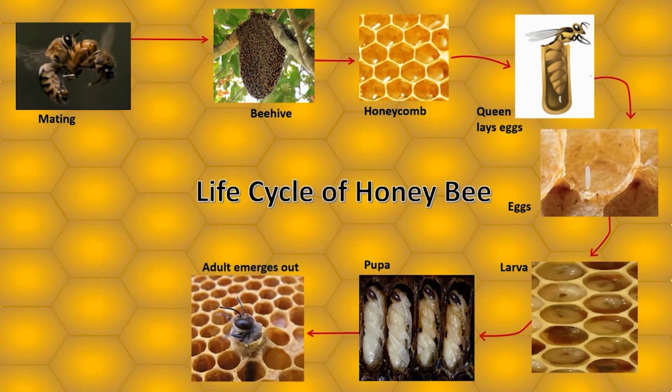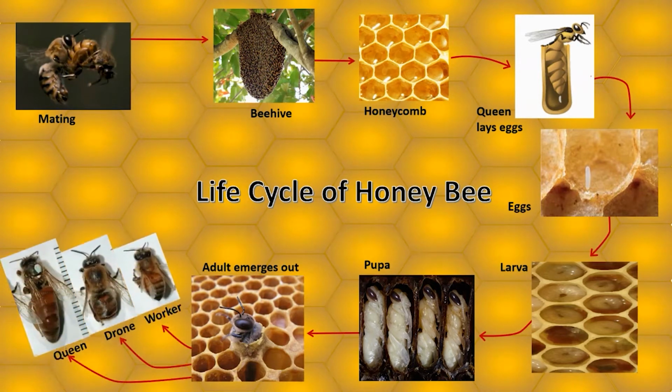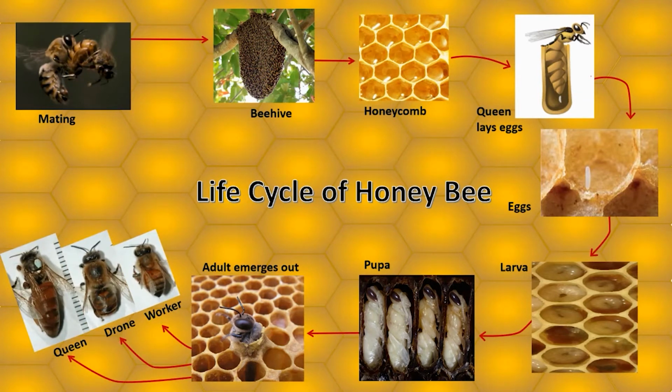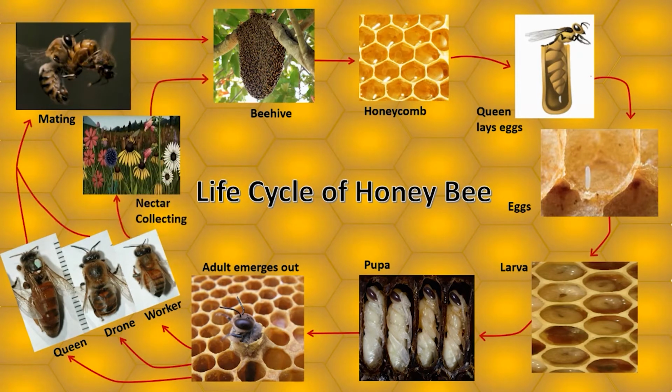The queen bee takes 16 days from the egg stage to form an adult. The worker bees take 18 to 22 days for the complete development, and the drone bees take 24 days to develop into an adult bee.